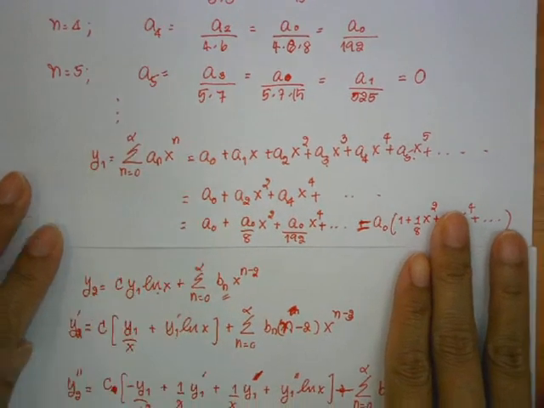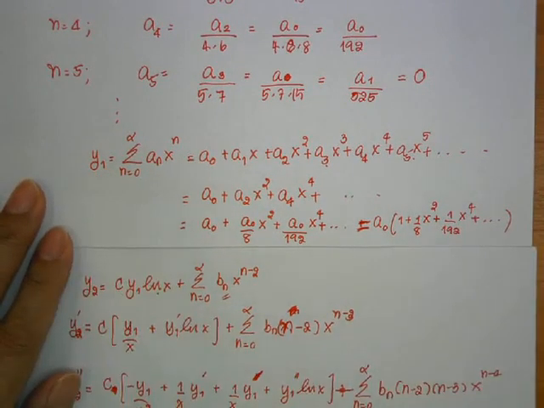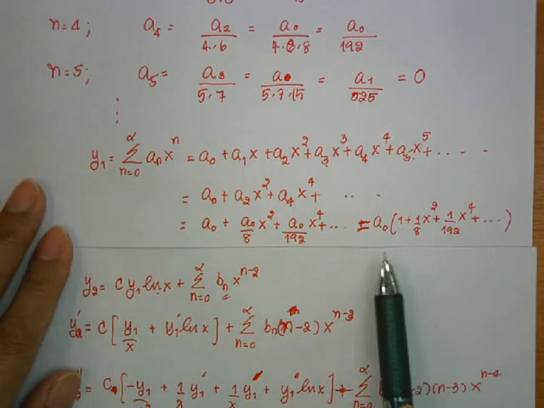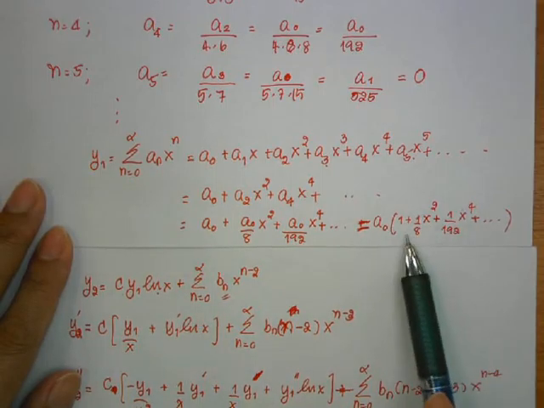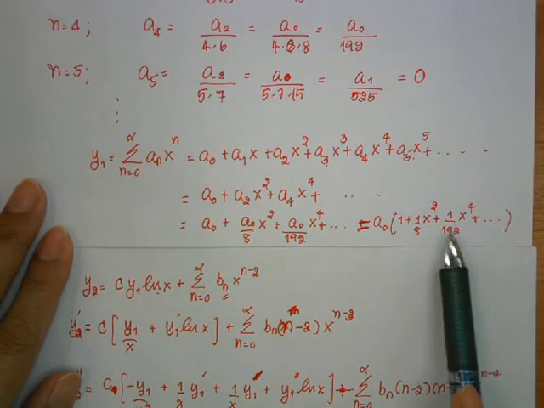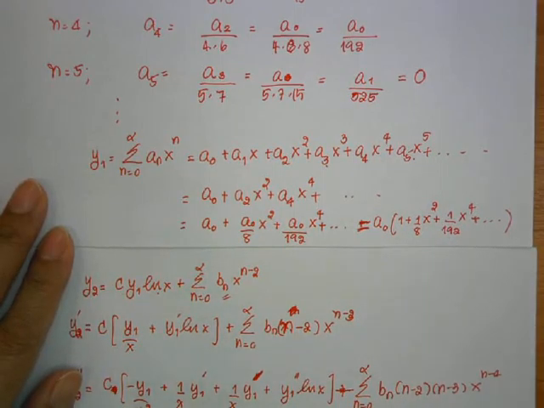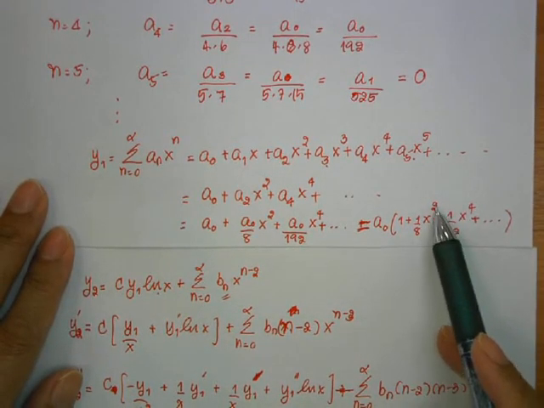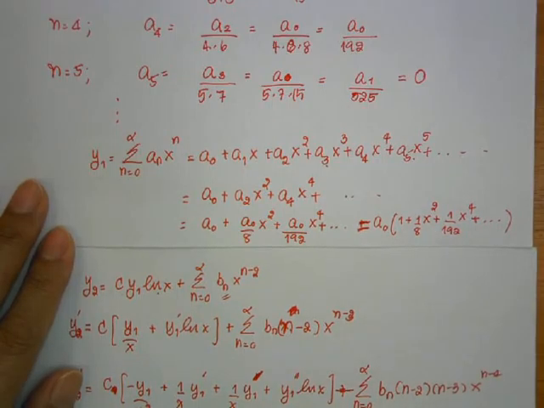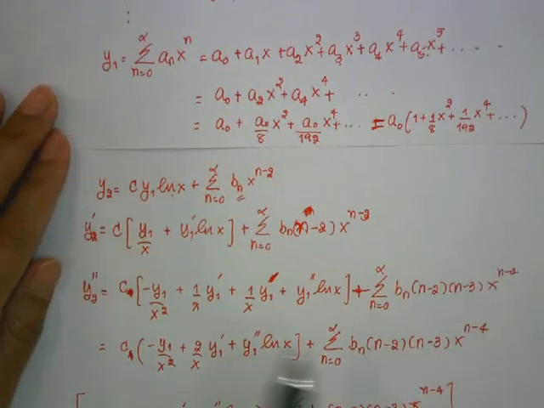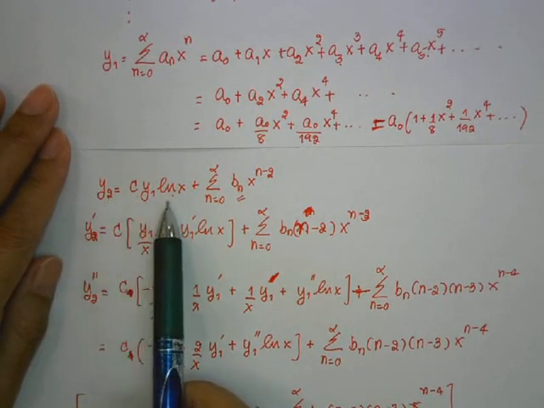Now, we know that y1 is equal to a0 times the term inside the parenthesis, and it has only x to the power of an even number. The terms with x to the power of an odd number will go to 0 because their coefficients equal 0. Now, we are going to find y2.